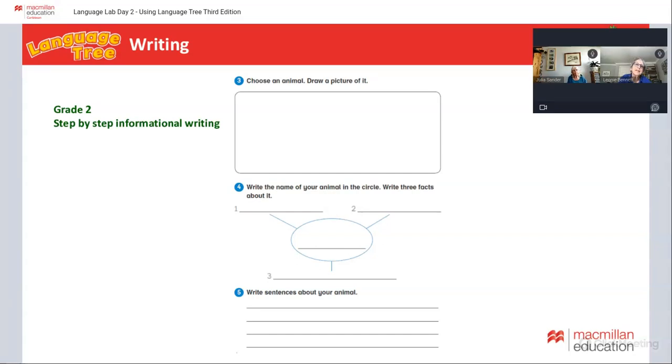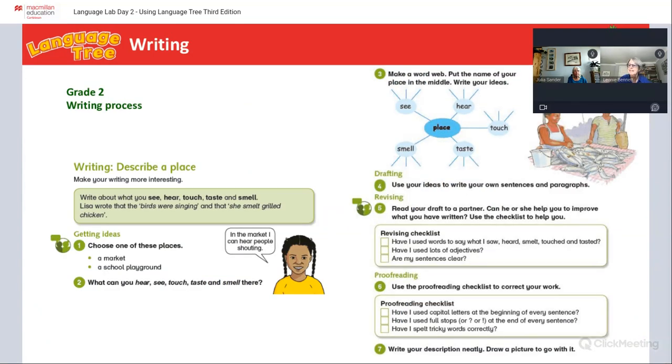And they begin here by getting their ideas, by drawing a picture. And then they make notes. And finally, they write sentences. And here again, Language Tree is providing you with a model which students can actually use to write about any topic. So once they've done this for their animal facts, it could be done again for a completely different topic. Next slide, please.